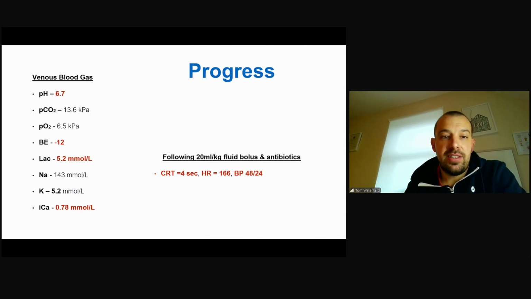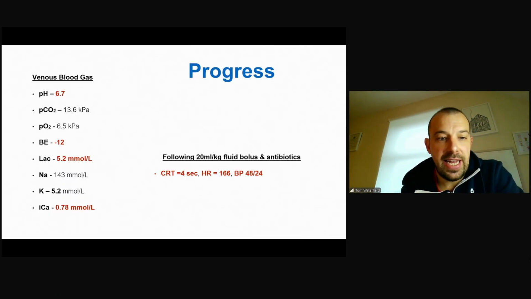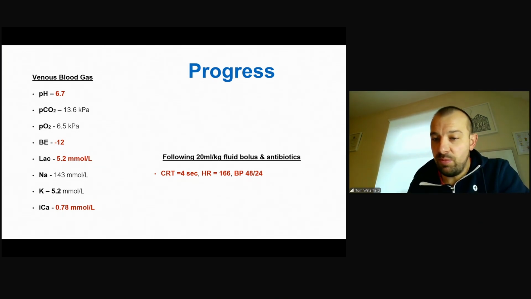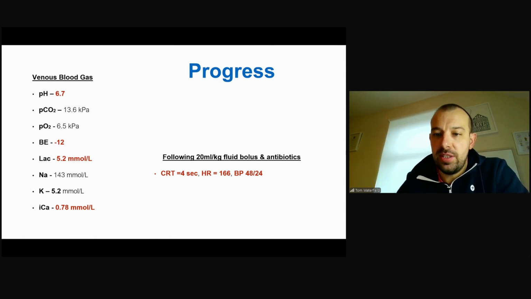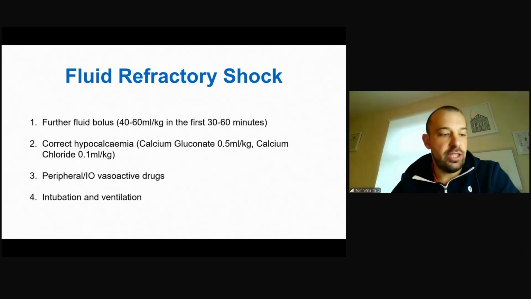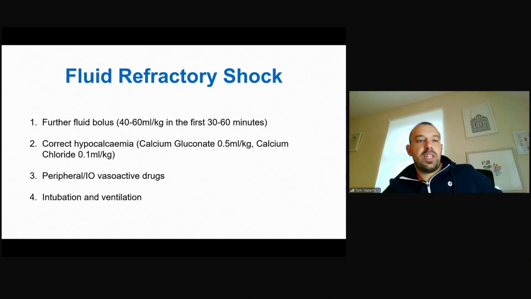So progress. The child becomes more acidotic, lactates up, their calcium's a bit low, the cap refill's still prolonged, they're still a bit tacky, and their blood pressure, at least you've got a blood pressure, because often we don't get one, is in their boots. And that's after you've given 20. You might have given 10 and 10, or you might have given 20 straight away, and you've given your antibiotics. So we're now in fluid refractory shock. And these are the things that we can do for fluid refractory shock.